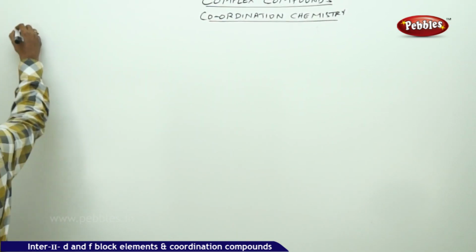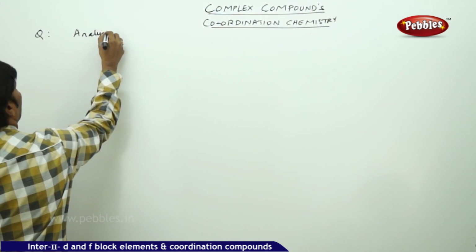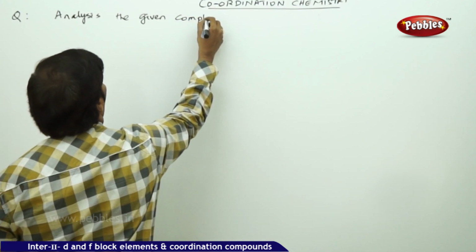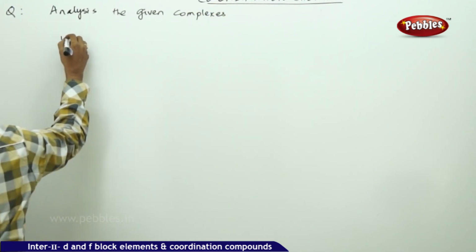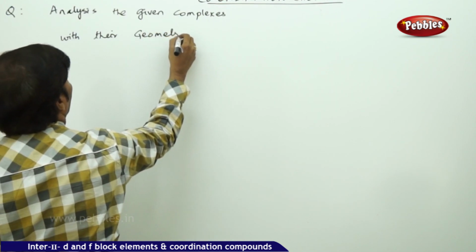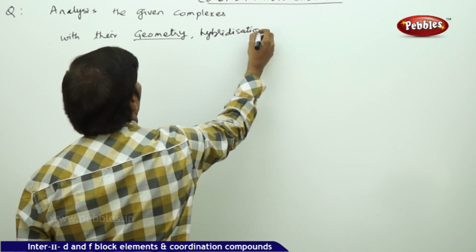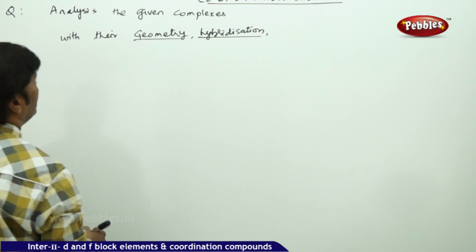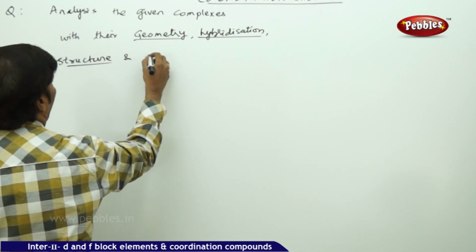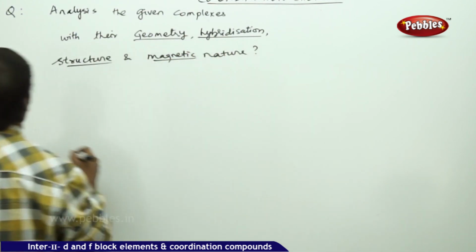So here take one question. Analyze the given complexes with their geometry, hybridization, structure and their magnetic nature. This is the question.